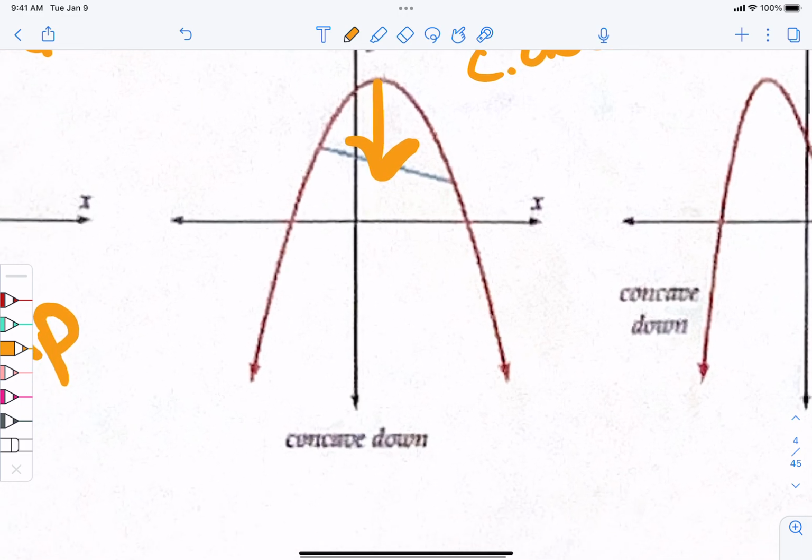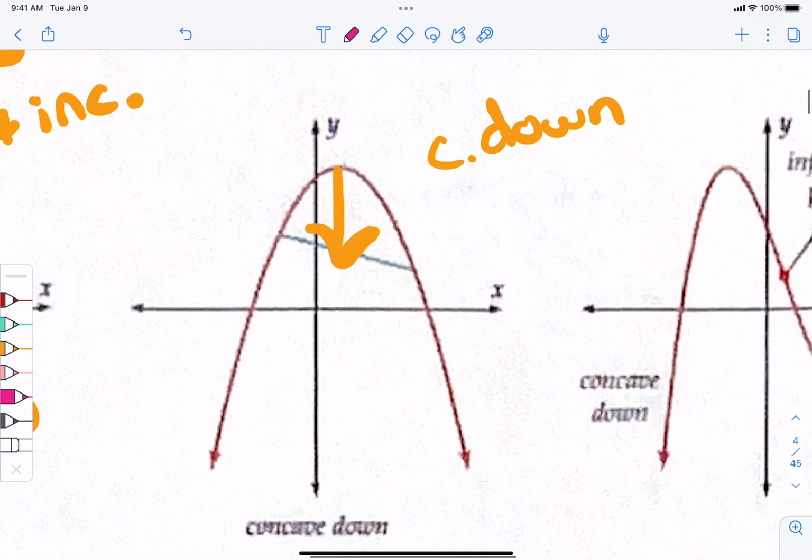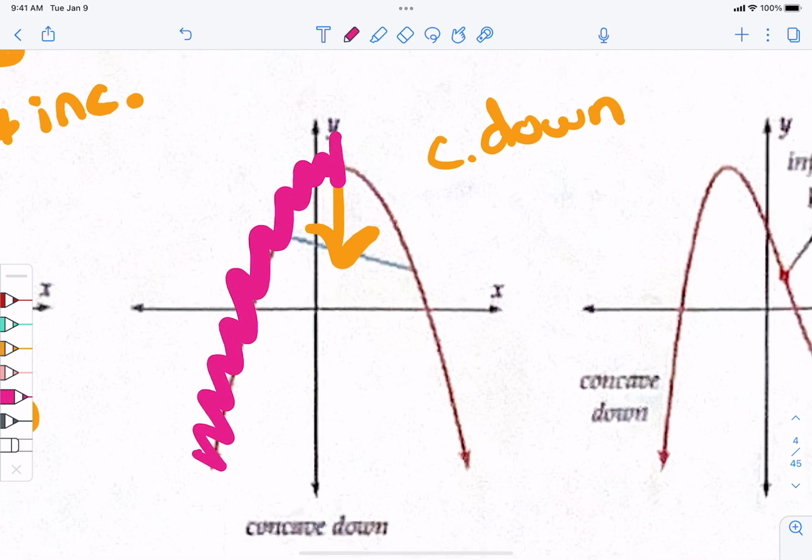This middle one, this is concave down. The entire thing is concave down, yes? Like the whole graph is concave down. It doesn't switch concavity, okay? We'll talk about it switching concavity here in a second, okay? This whole thing is concave down, but it is increasing from here to here, and then it is decreasing from here to here.